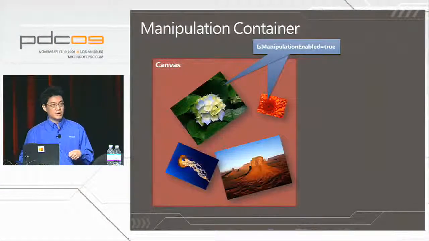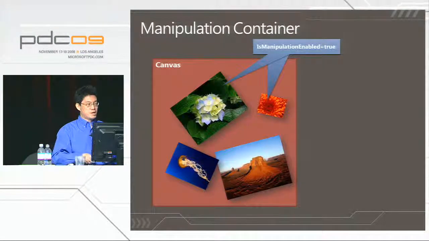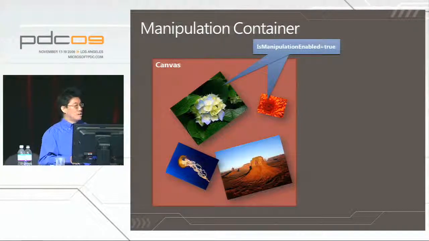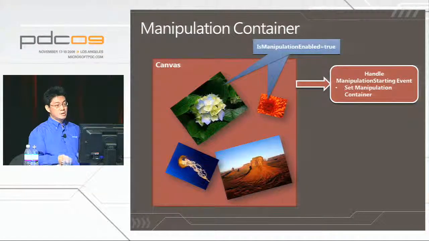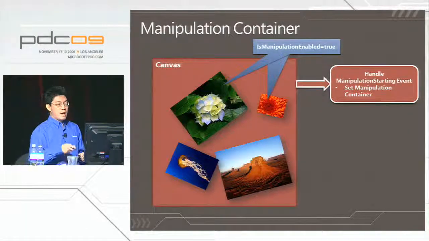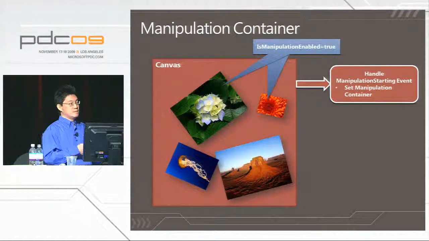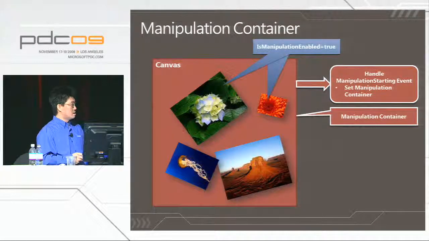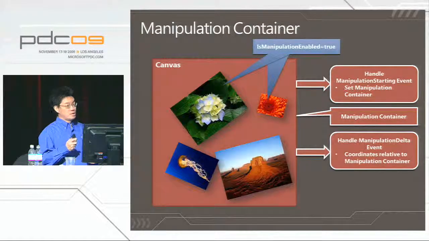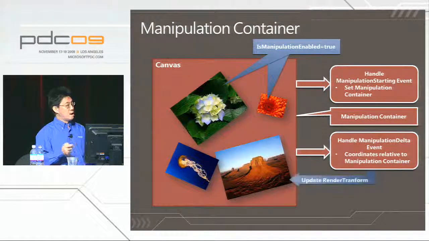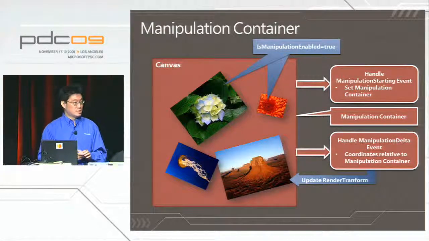So let's quickly recap what we did there. First, for the elements that want to get manipulated, we set the is manipulation enabled. And then we handle the manipulation starting event, and we set the container to the fixed base that these manipulations are relative to. In this particular case, the canvas. And then we handle the manipulation delta event, and then we apply the render transform, in this particular case, to the elements that we want to show the translation.